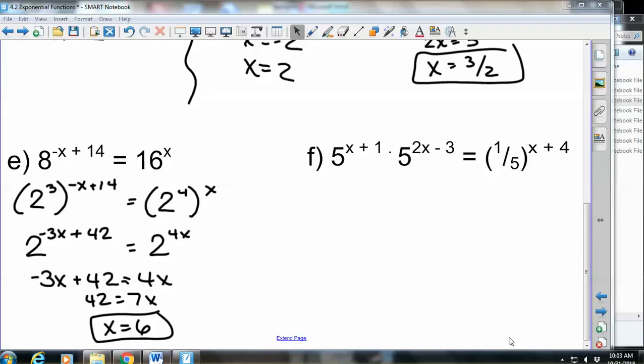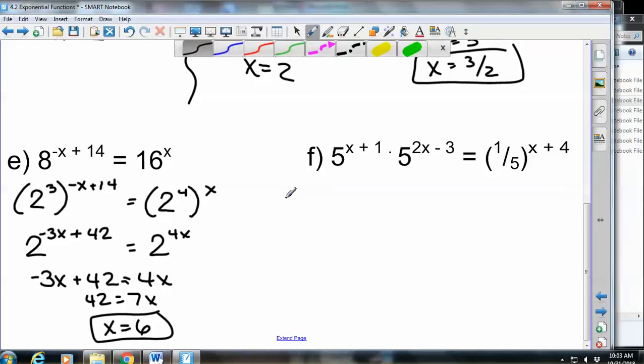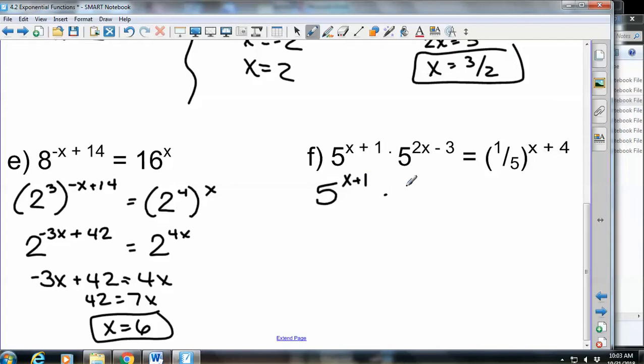So you've got to take that 1/5 and make it a 5. Put your pencil down and give it up. So 1/5 is 5 to the negative 1.